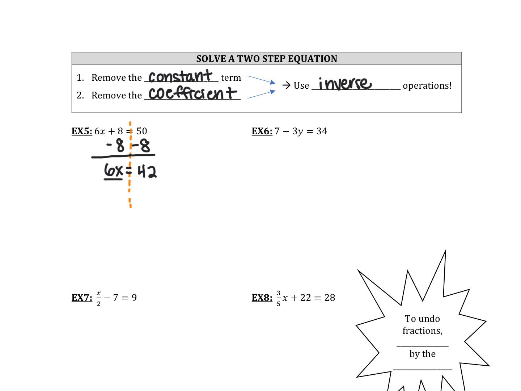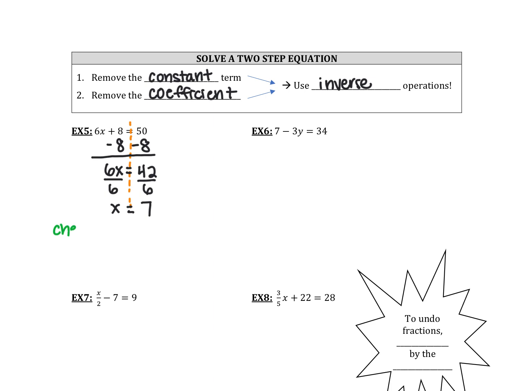Now I'm going to divide both sides by 6 because I need to undo the coefficient, and 6 is the coefficient. And 6 is being multiplied by x, so to undo multiplication is division. That leaves me with x equals 42 divided by 6 is 7. I really think this is where it becomes more important to check your work. We've got a few more steps, and it gets a little bit trickier.